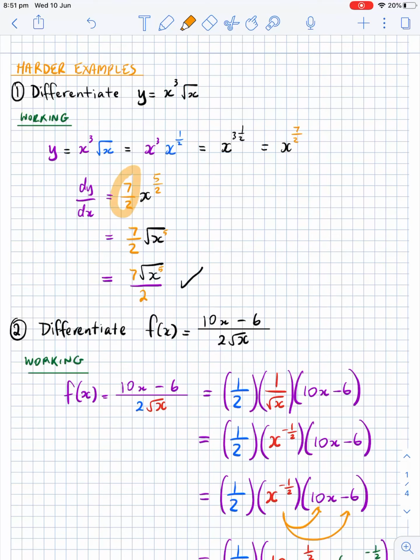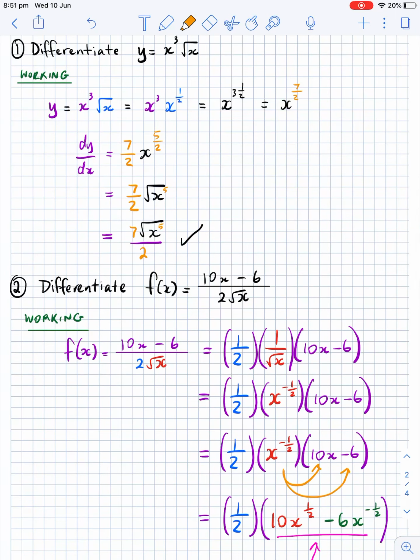So the 7 over 2 comes to the front, and it goes down by 1 to 5 over 2. So that's going to be your answer, but we want to change this to the surd form. So x to the power of 5 over 2 is going to be the square root of x to the power of 5. And we like to put that up with the 7 because it's multiplying. And the 2 is going to be just down the bottom. So that's your final answer.